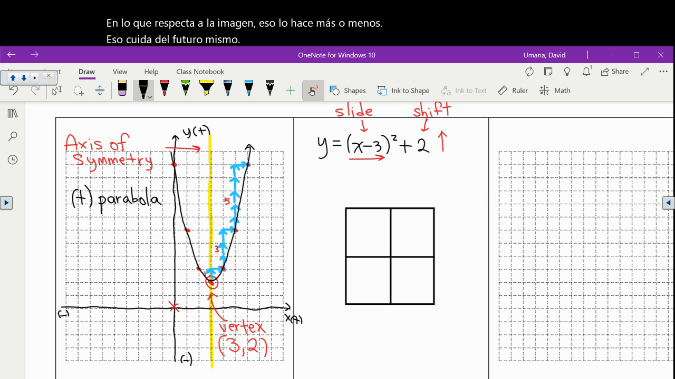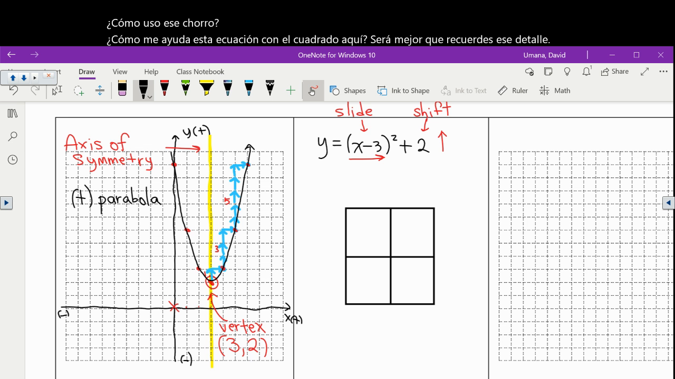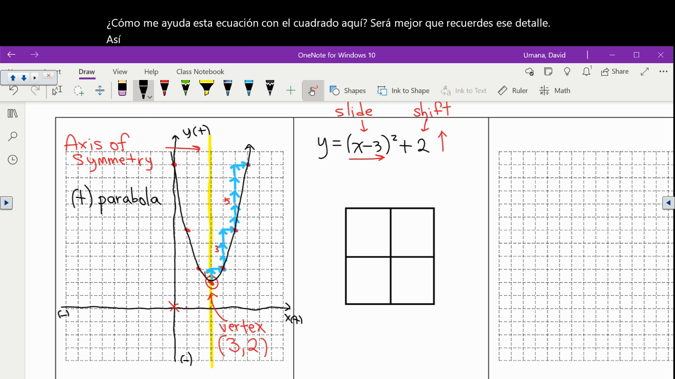Does anybody remember what to do with the square? How do I use that square? How does this equation help me with the square here? Anybody remember that detail? So let me remind you.